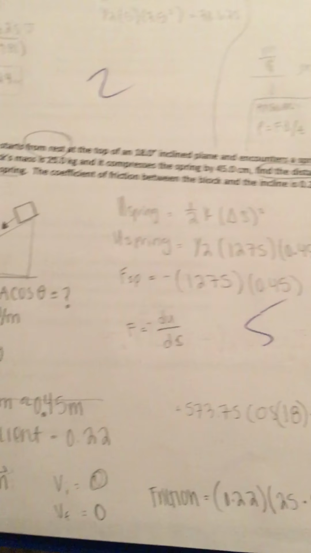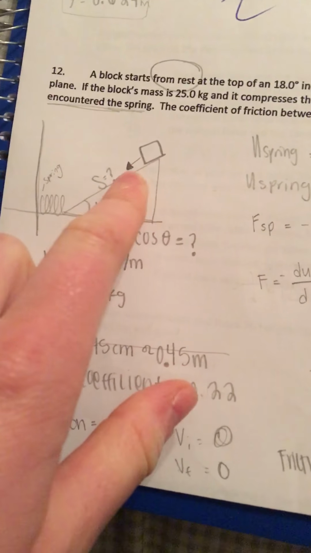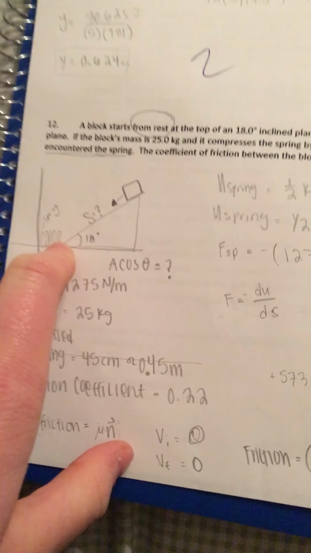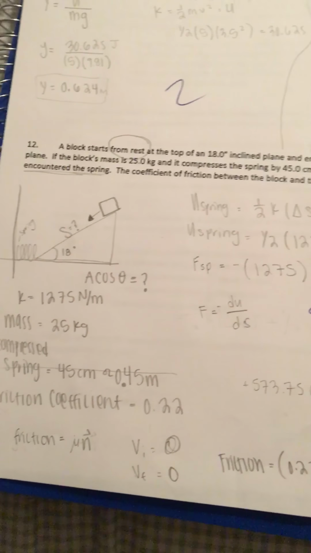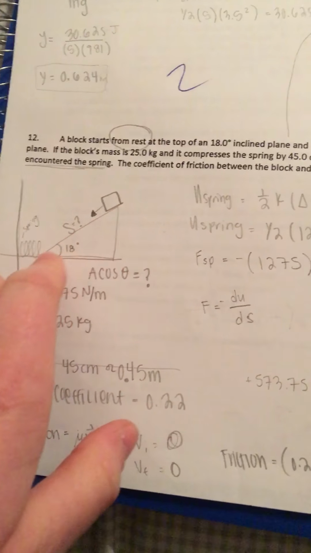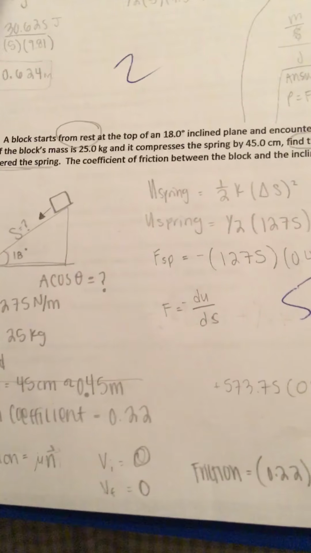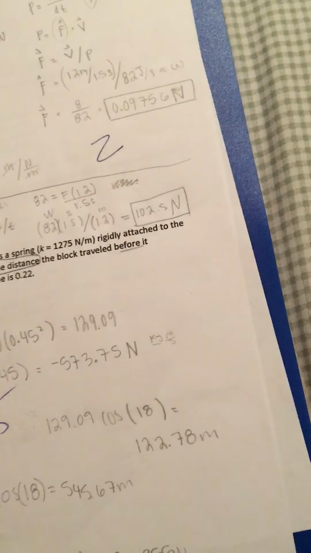Alright, and for the very last problem, problem number 12, it is about a block sliding down a hill, and it hits a spring, and pretty much we're just trying to figure out the height of this based on the compression and everything of the spring. So, let's see where I wrote down the problem.